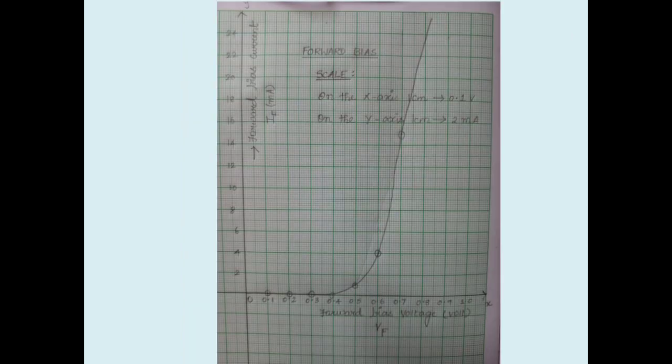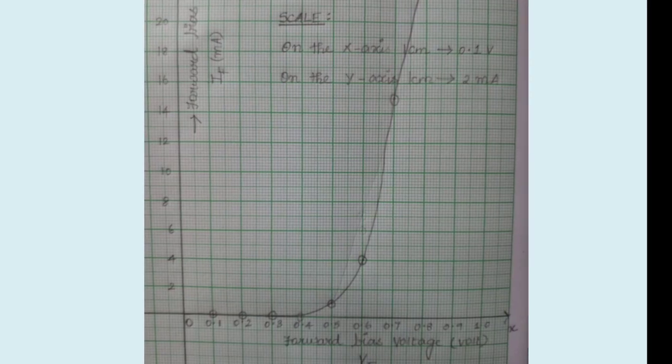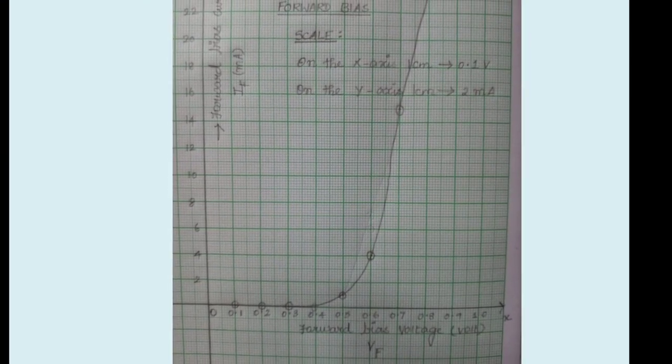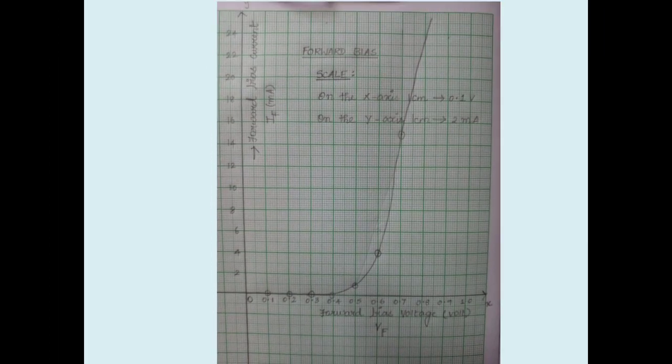In the next step, let us join all these points. When you join, you will get a curve like this. So this curve represents the forward characteristics of a PN junction diode.